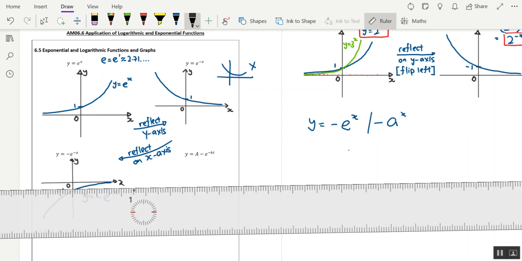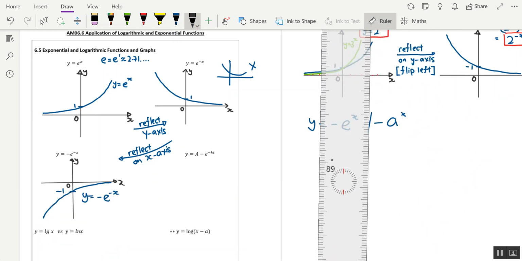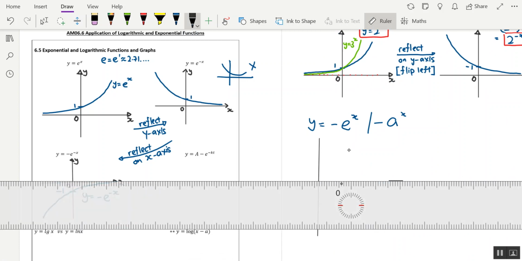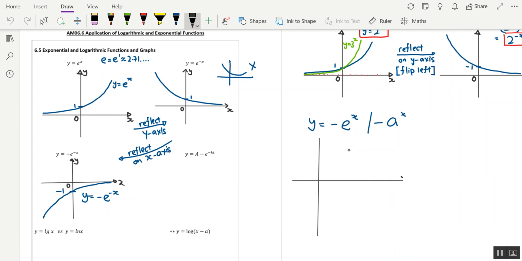You have to know that e to the power of x is an aeroplane taking off. After the aeroplane takes off, I need to reflect it on the x-axis because all the positive y have changed to the negative y. Okay, so this is y and this is x. The graph will look like this. Start very close to the x-axis and then go downwards. Label this as negative 1, and this is y equals to negative e to the power of x, or negative any a to the power of x for that matter.